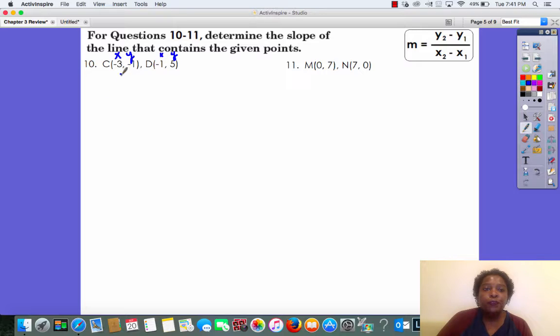This is my first point, so these are going to be my sub 1s. This is my second point, so these are going to be my sub 2s. That way, it makes it easy to plug into the formula. So let me copy that formula.